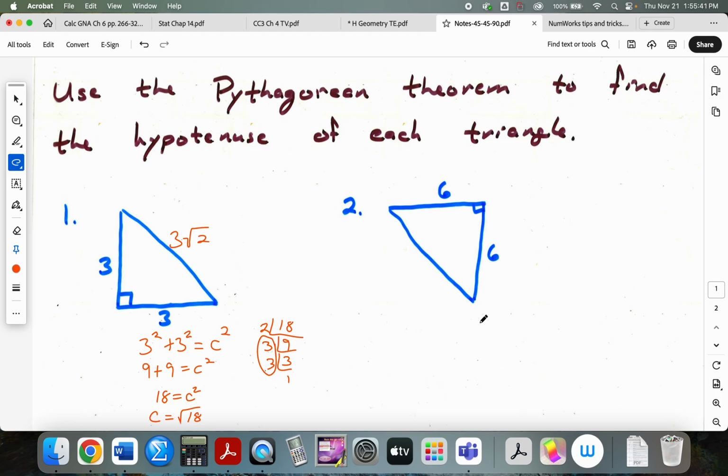We can do the same thing for this one. It'll be 6 squared plus 6 squared is equal to C squared. It's 36 plus 36 is C squared. So 72 is C squared. So C is the square root of 72. And we'll simplify that.